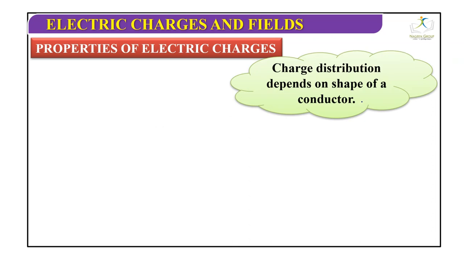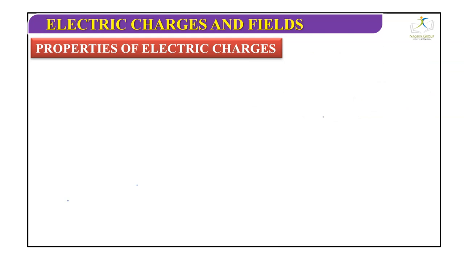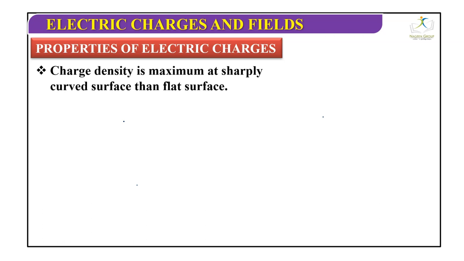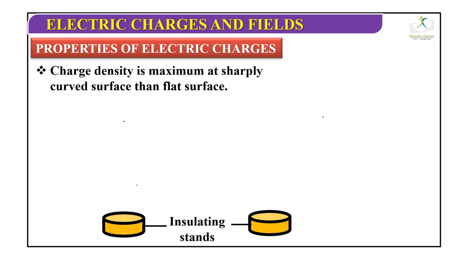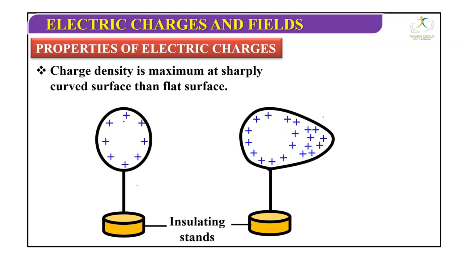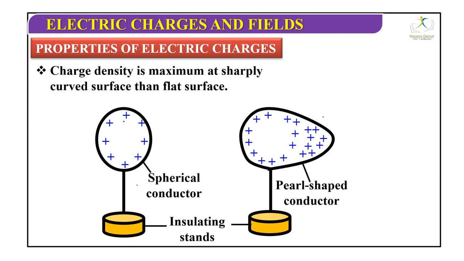Charge distribution depends on the shape of the conductor. Firstly, we understand how the charges are distributed by their nature, as charge density. The charge density is maximum at sharply curved surfaces, then at flat surfaces. Like this, we have insulating stands and a charged conductor. This is a spherical conductor, and the other one is a pear-shaped conductor.